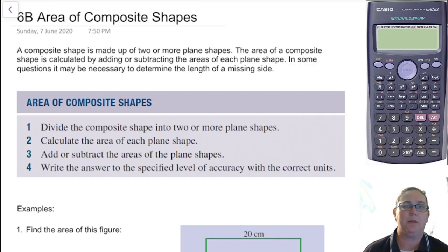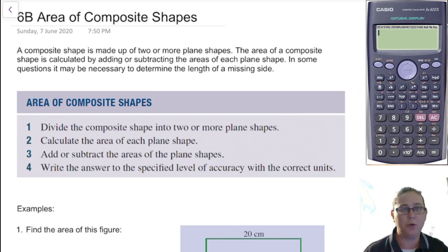Today we are talking about the area of composite shapes. Composite shapes are just ones that are made up of smaller plane shapes, so things like triangles and squares and rectangles and circles all mushed together to make other shapes. Okay, that's what composite shapes are. In terms of what we're doing today, we're going to find the area of some composite shapes.